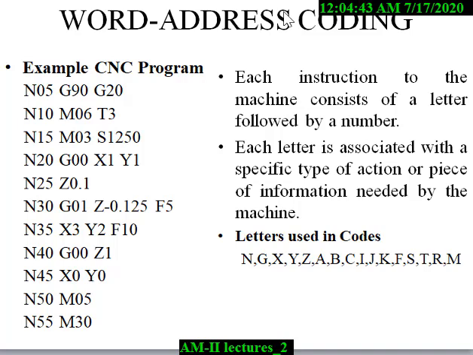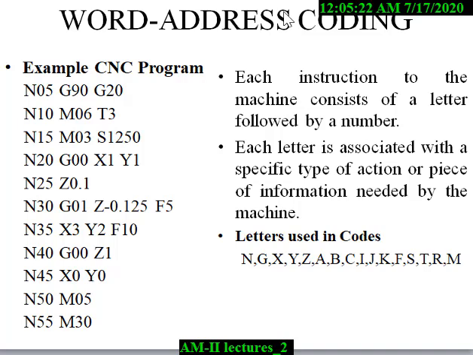Then in the next sequence you have given M03, that is the rotation of the spindle in a clockwise direction. Okay, so you have instructed the spindle to rotate in a clockwise direction with a speed of 1250. That will be the unit system you have taken. S represents the spindle speed, that will be 1250. Okay, so the next line will be N20, that is G00.